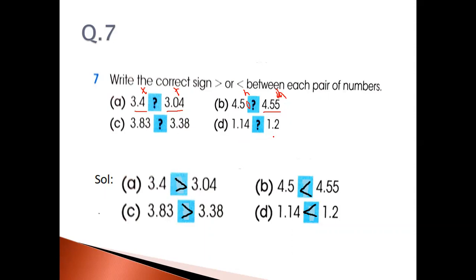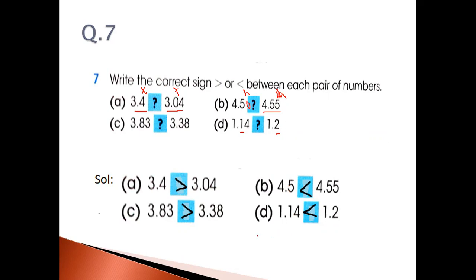1.14 and then 1.2. Here you can see the whole parts, 1 and 1, are the same. Let's take help from the fractional part. Immediately after the decimal is the tenth place. Here is 1 and here is 2. 2 is greater than 1. So the tenth part is helping us because here we can do the comparison. 2 is greater, which means it is making the number greater. So 1.2 is greater than 1.14.